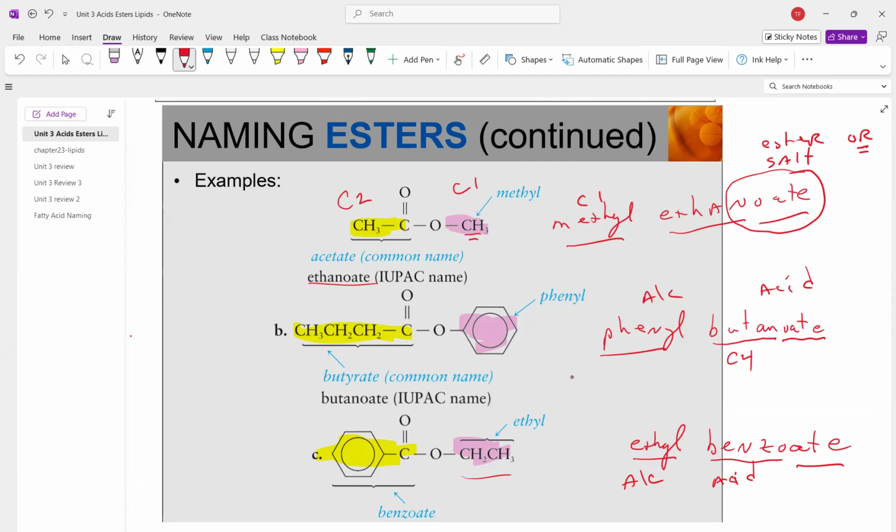So if it's an aromatic ester, it depends where that aromaticity comes from. The aromaticity usually is a phenol name. So in this case, it started off with phenol, the aromatic alcohol. So you're going to start the name with phenyl. And this is a four carbon acid primary backbone, so it's going to be phenyl butanoate.